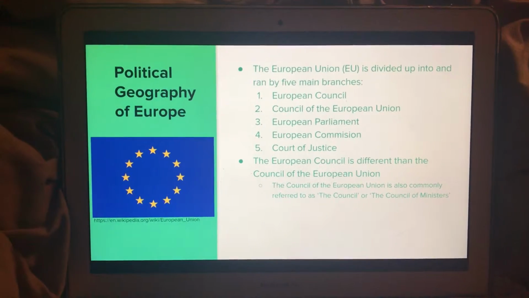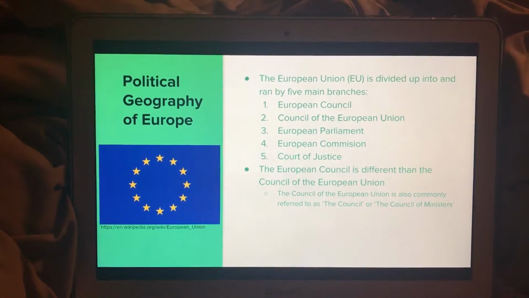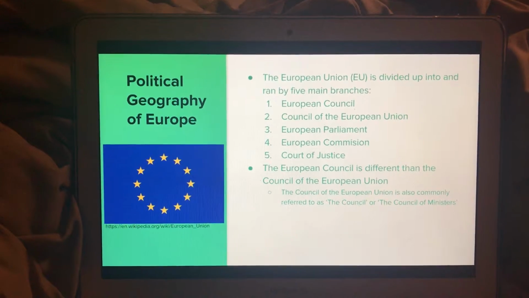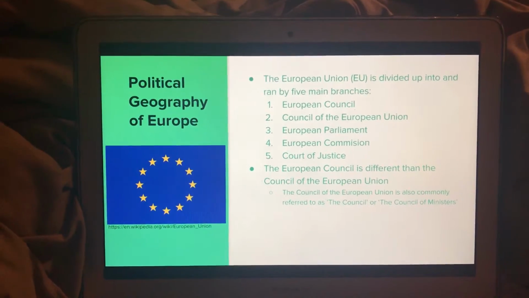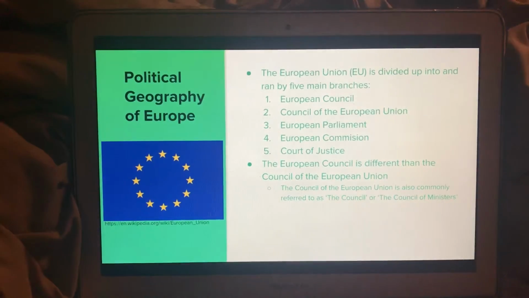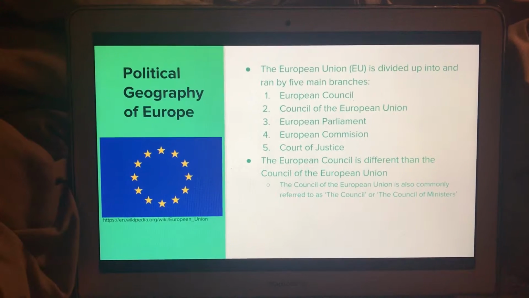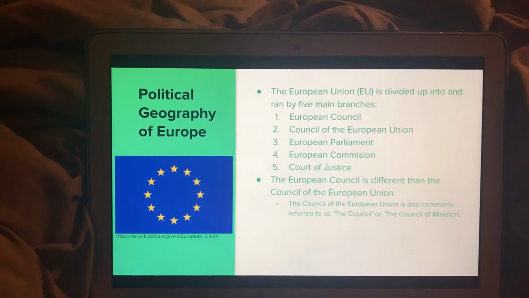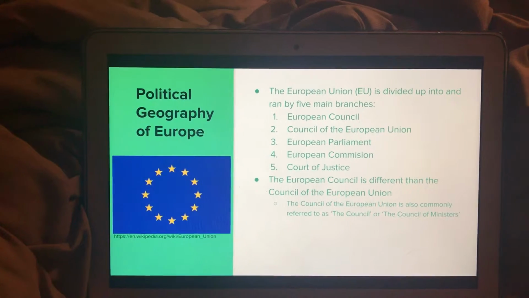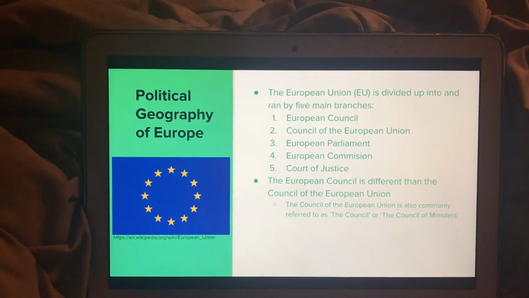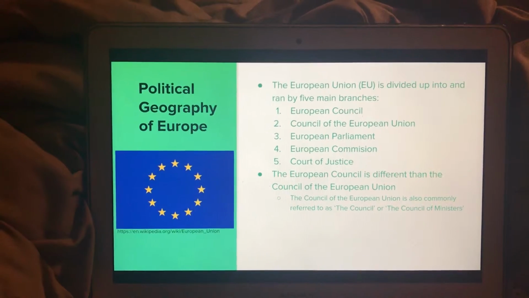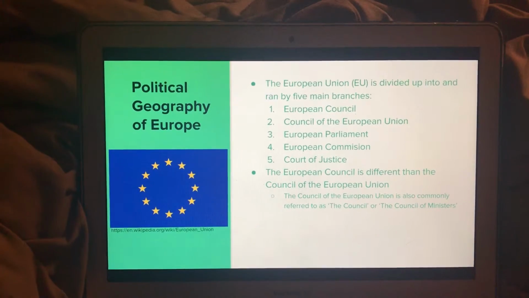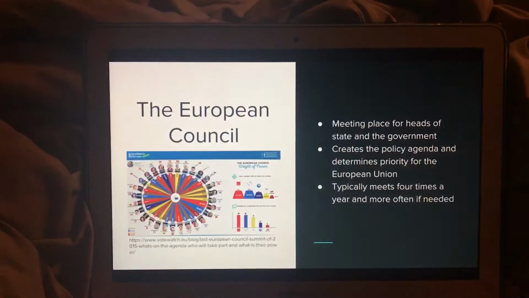The political geography of Europe. The European Union, also known as the EU, is divided up into and ran by 5 main branches: the European Council, Council of the European Union, European Parliament, European Commission, and the Court of Justice. The European Council is different than the Council of the European Union. The Council of the European Union is also commonly referred to as the Council or the Council of Ministers.